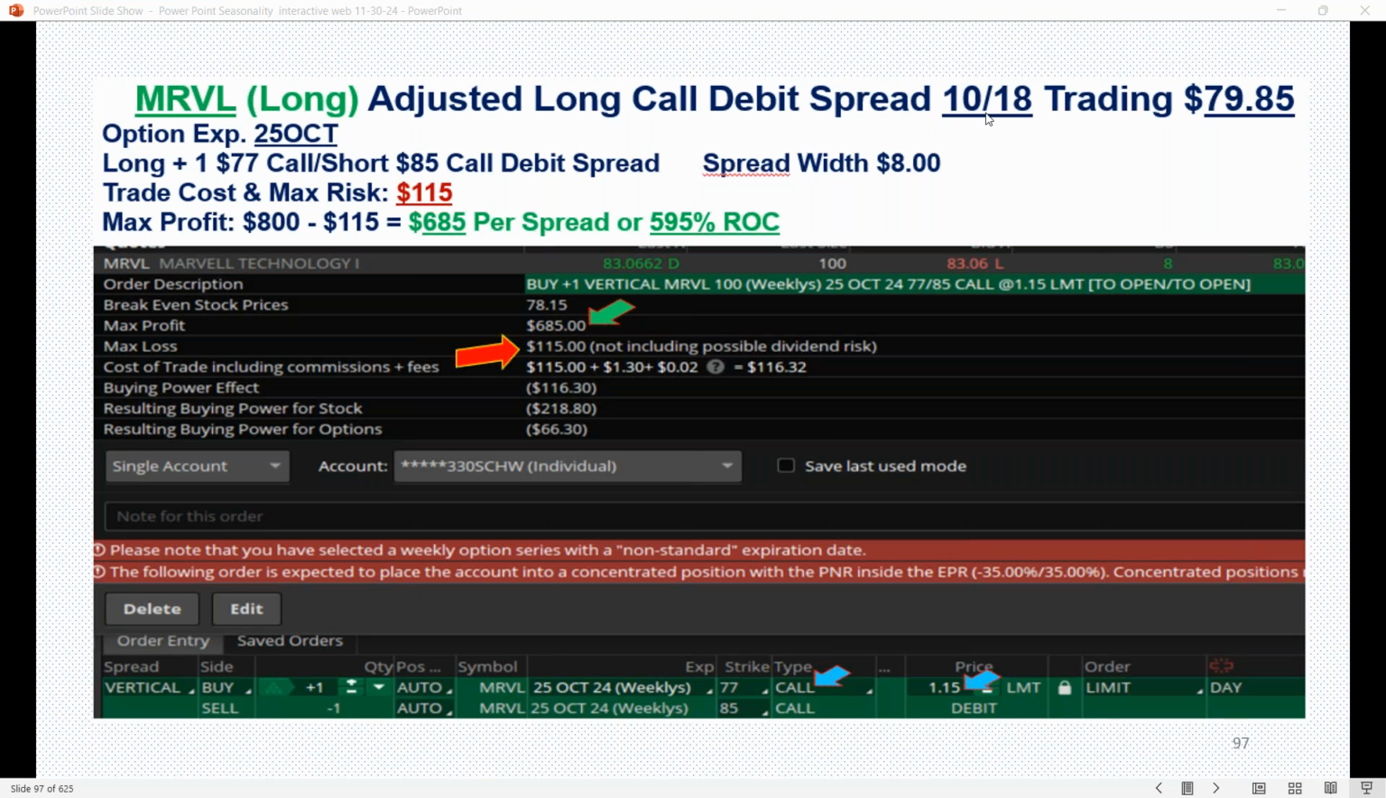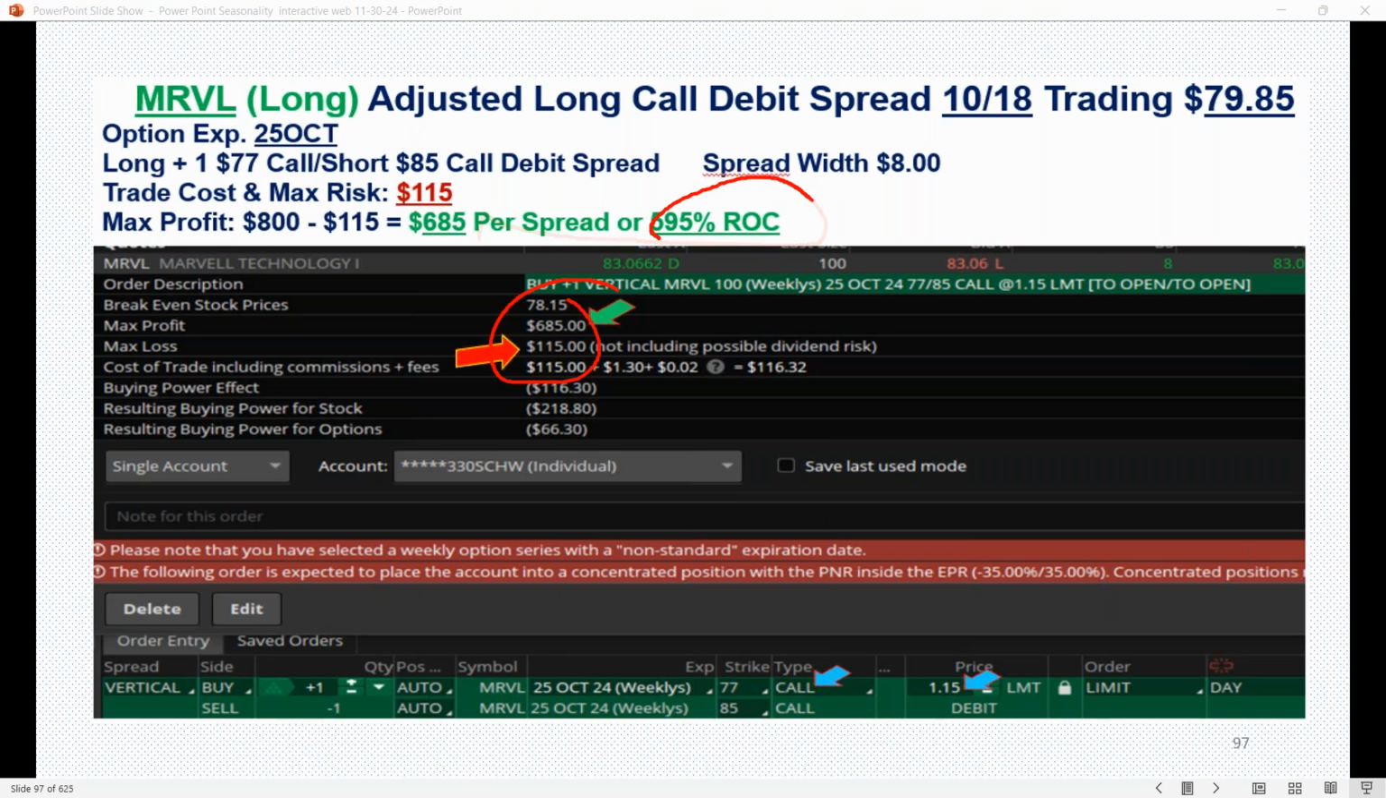We adjusted this call debit spread on the 18th and turned it into a straight debit spread, which reduced our risk and gave us great potential for bigger profit. So we went long. Now we're adjusted to a 77 call long, 85 call debit spread, $8 wide. We really widened out the spread to give us a bigger potential upside, and our risk was down to just $1.15 with the adjustment. So we had a potential $8 wide spread, 800 less our cost, to make 685, a 595% return right there.